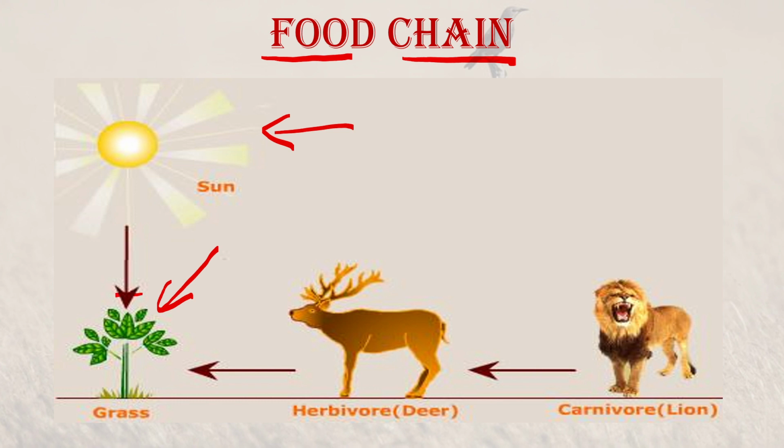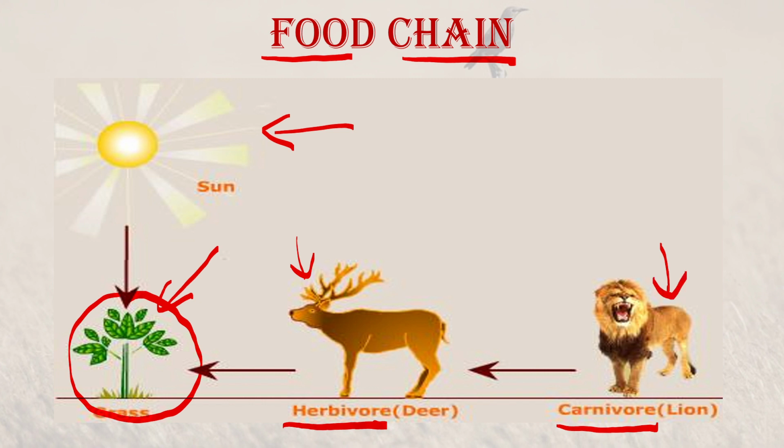Now this grass or this plant is eaten by a herbivore, right? What are animals which eat only plants called? Herbivores. So this plant becomes food for a herbivore, for example, a deer here. Now this deer becomes food for a carnivore, because animals which eat other animals are called carnivores. So this carnivore will eat this herbivore. Let us say in this example it's a lion which will eat the deer.